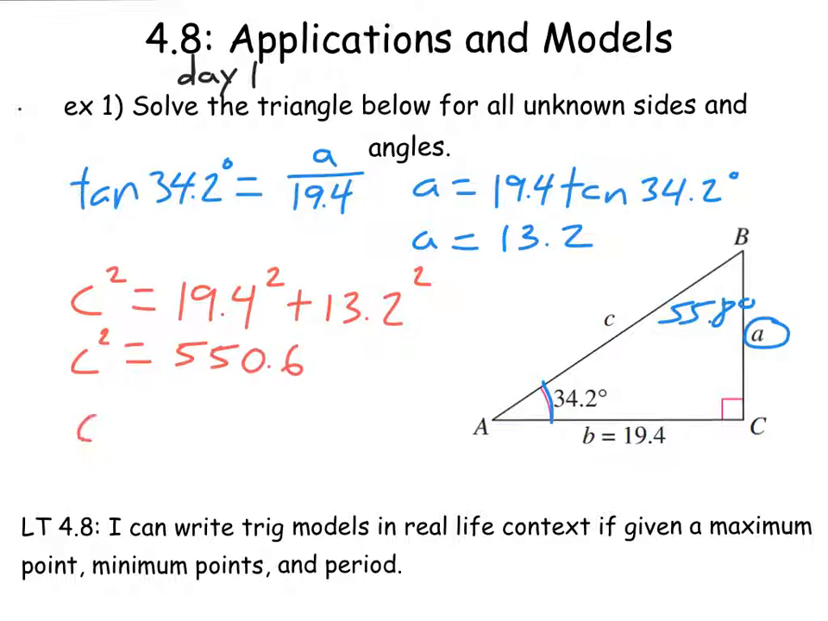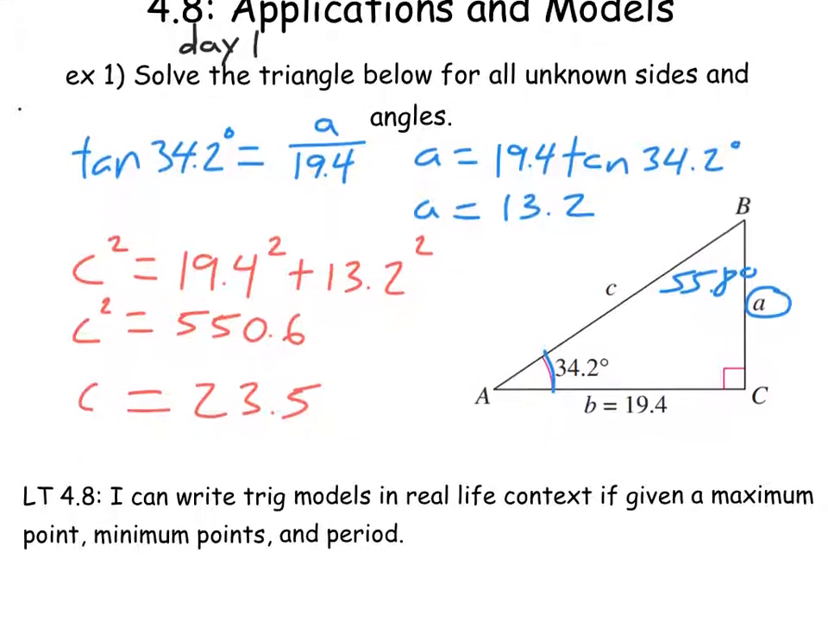There's C squared. I'm going to keep rounding to the nearest tenth. This whole problem I've just kind of been using the nearest tenth. And there you have it. Just to kind of double check our work, C should be the longest side. It is 13.2, 19.4, and then there's C at 23.5.